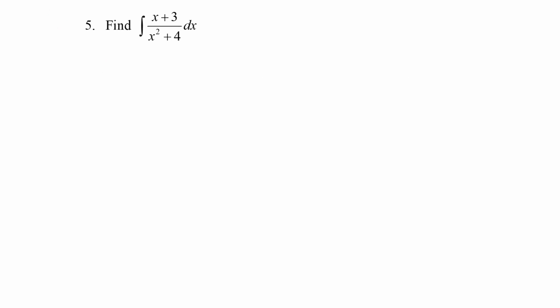Now we will look at the fifth example, which is a linear over a quadratic. For this question, we cannot perform polynomial division, and we can't factorize the denominator. So the only last resort left is to split it up. Because it's x plus 3, it's the same as splitting it into x over x squared plus 4, plus 3 over x squared plus 4. When you split this, it's possible for you to integrate this function.